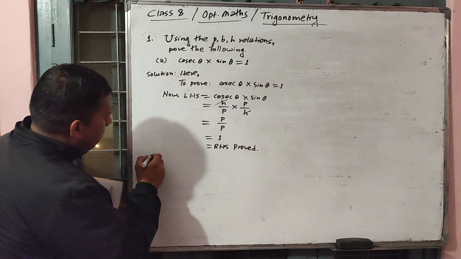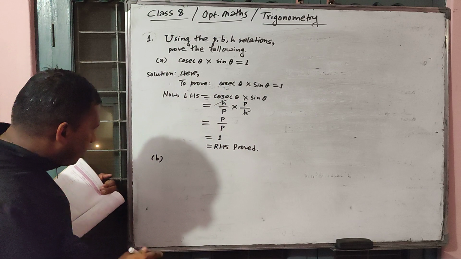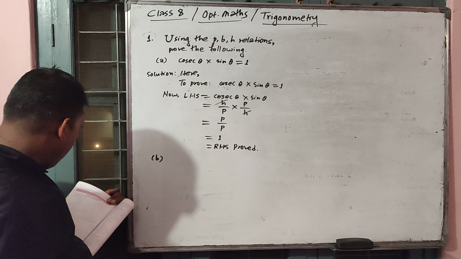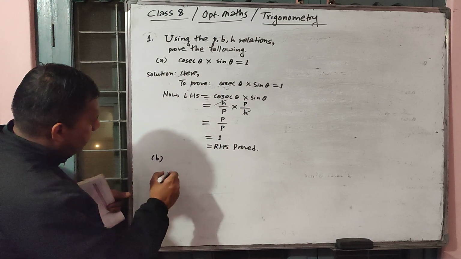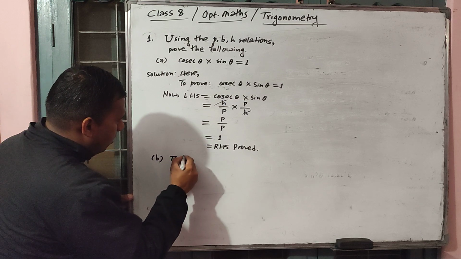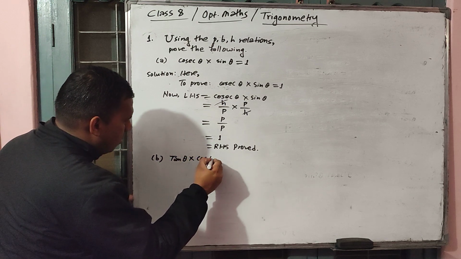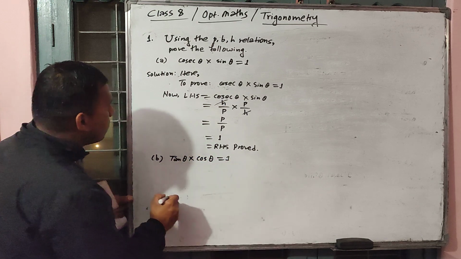Now, the second question, B. Tan theta multiply with cos theta equal to 1.